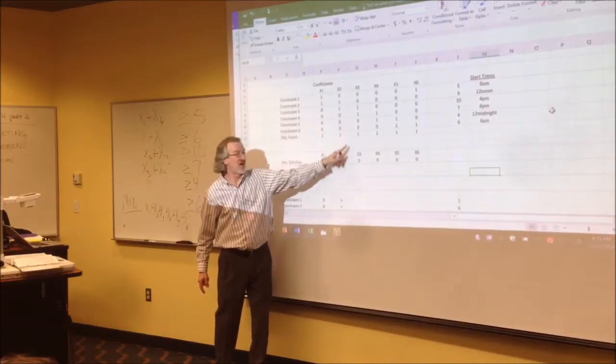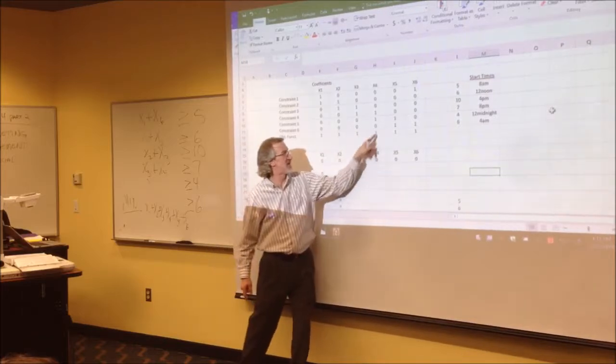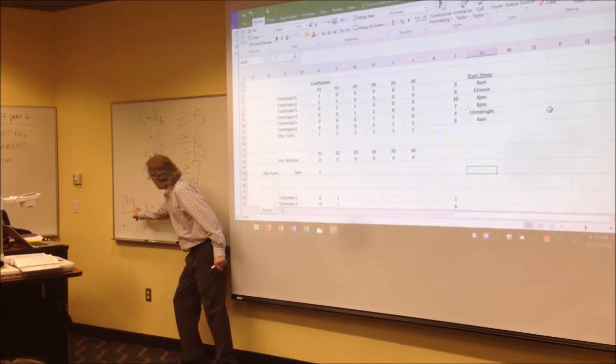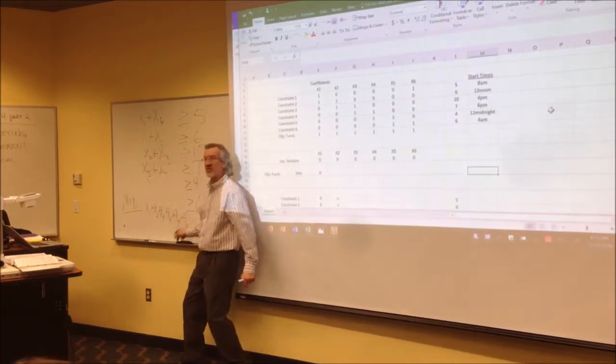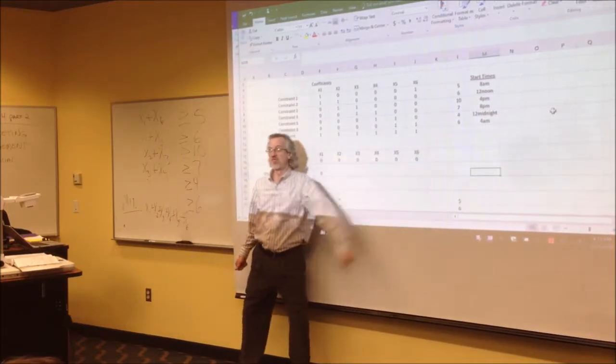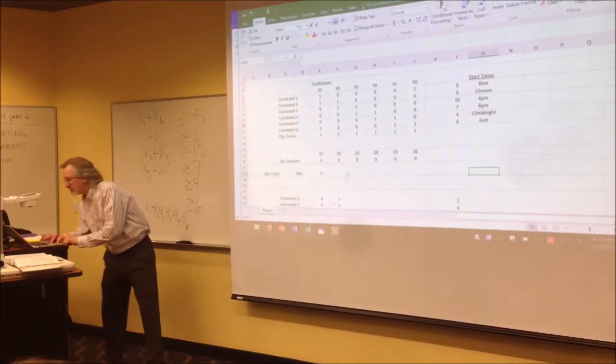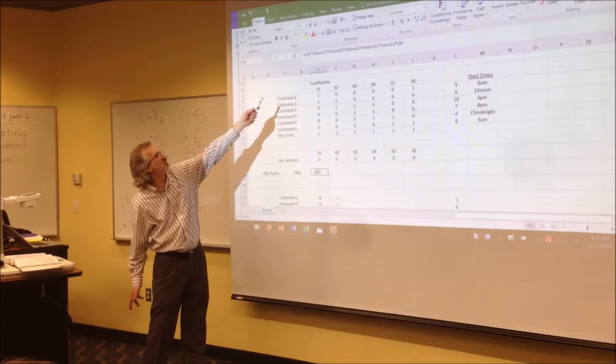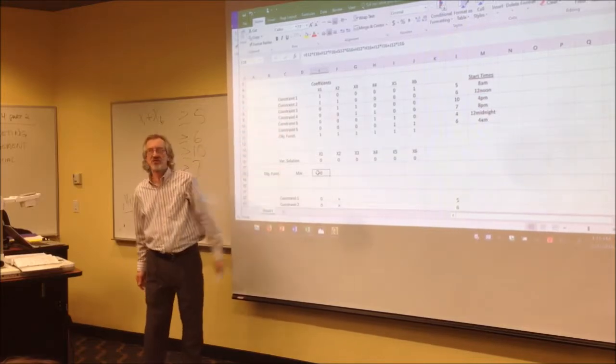16 times 12, right? This cell times that cell plus this cell times that cell plus this cell. We're doing exactly what's being done here. Yeah, no, there's a 1 in front of each of these. 1, 1, 1. There's your objective function right there. So let me get the cell locations to make sure. E12 times E16, F12 times F16, G12 times G16, and so on.